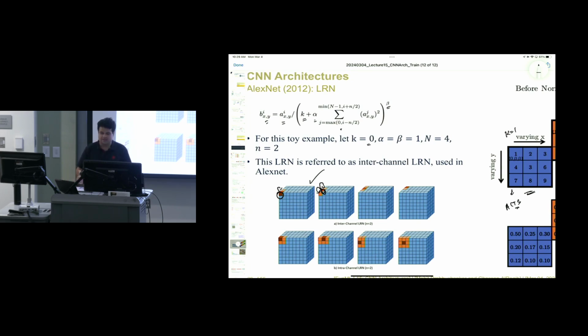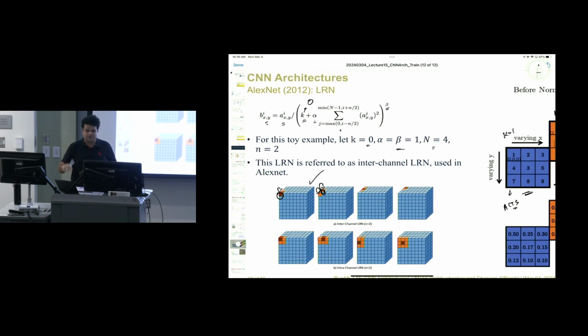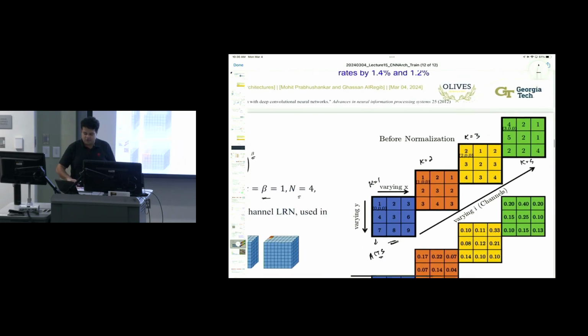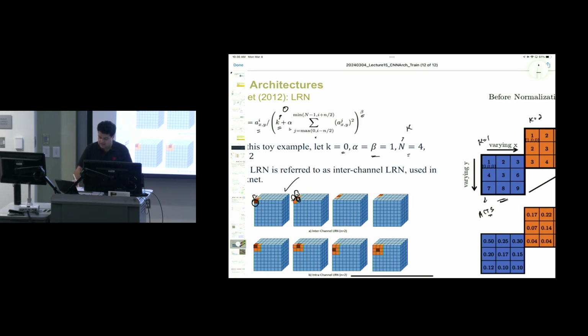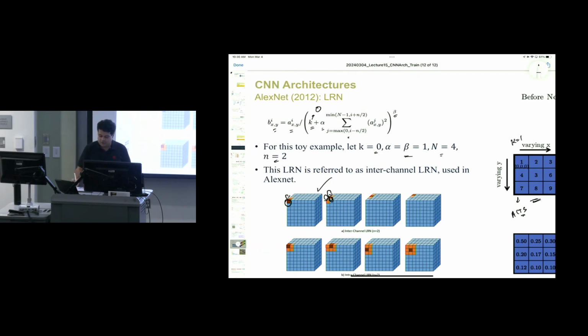Let's start by taking the simplest possible thing, which is, let's say K is equal to 0, alpha equals beta equals 1, and capital N, which is the number of kernels. We have K is equal to 4 here. Maybe I should have used capital N is K here. Oh no, I've used K here, so forget the usage of K. So the number of kernels here is capital N, and N is 2. This N over here, N equals 2, means that I'm just looking at the nearest neighbors, the neighbors next to my particular kernel.